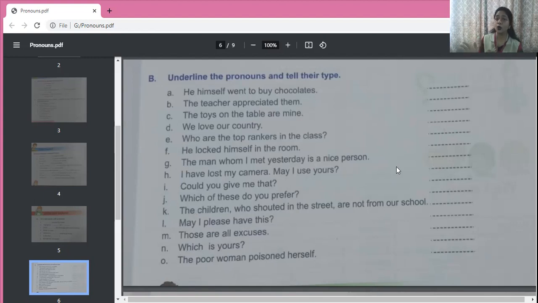So the children who is relating the noun children with other words in the sentence. So who is the relative pronoun. May I please have this? This is demonstrative pronoun. Those are all excuses. So those, demonstrative pronoun. Which is yours? Which, interrogative pronoun. Yours, possessive pronoun. The poor woman poisoned herself. So herself is reflexive pronoun. Okay.